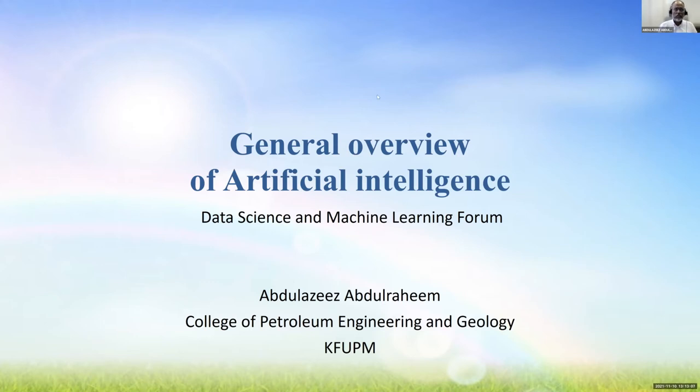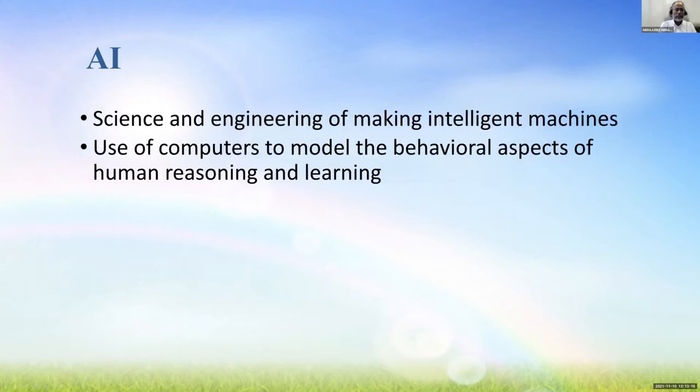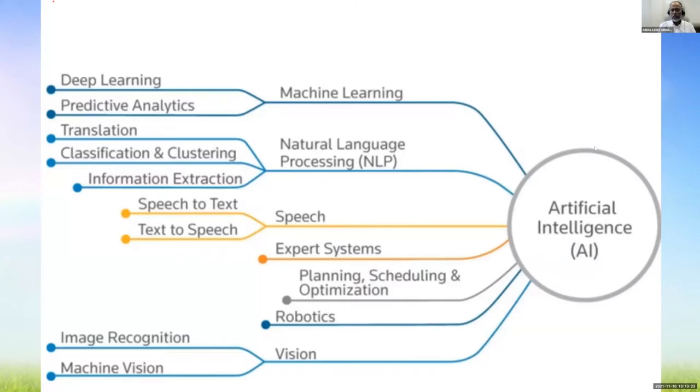So my topic is a general overview of artificial intelligence. Artificial intelligence is the science and engineering of making intelligent machines, or the use of computers to model the behavioral aspects of human reasoning and learning. Here is a nice chart where you can see artificial intelligence. The offshoots are machine learning, natural language processing, speech, expert systems, robotics, vision, and so on. We are focusing more on machine learning, as we will see. In machine learning, you have deep learning and predictive analytics and so on.